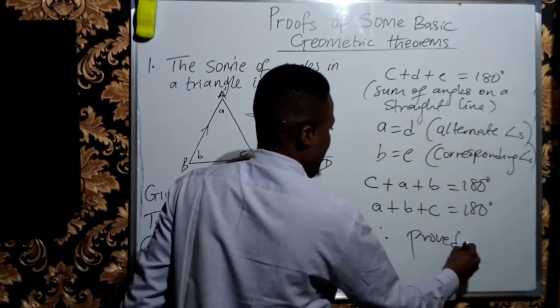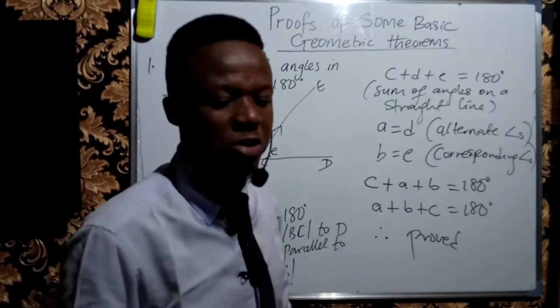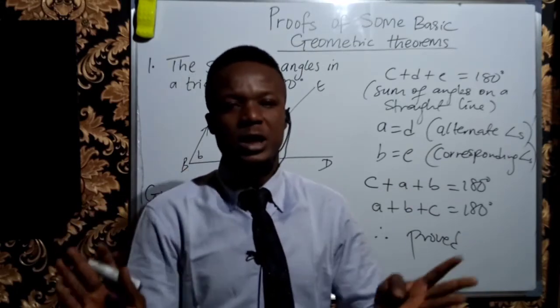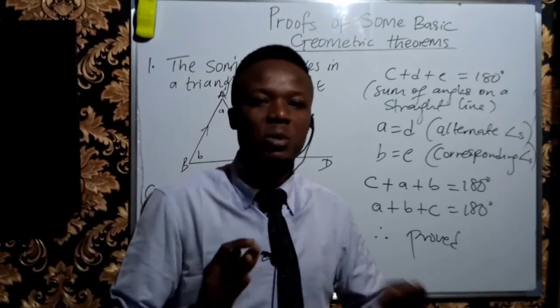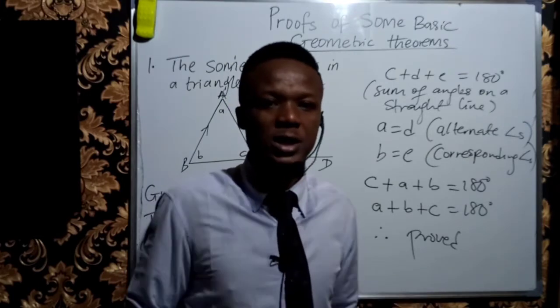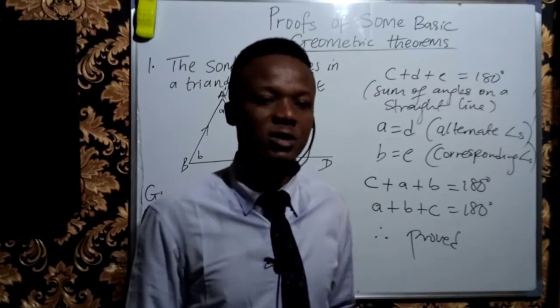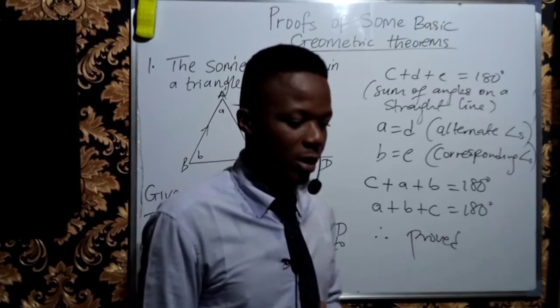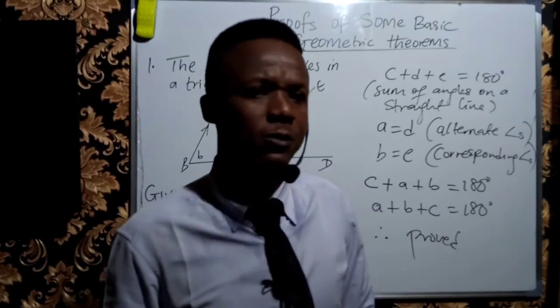We have proved the fact. Therefore, the sum of angles in a triangle is 180 degrees. No doubt again. So anytime you want to say that the sum of angles in a triangle is 180 degrees, be bold to say it because it has been proven correctly. Okay, so let's take one more proof.